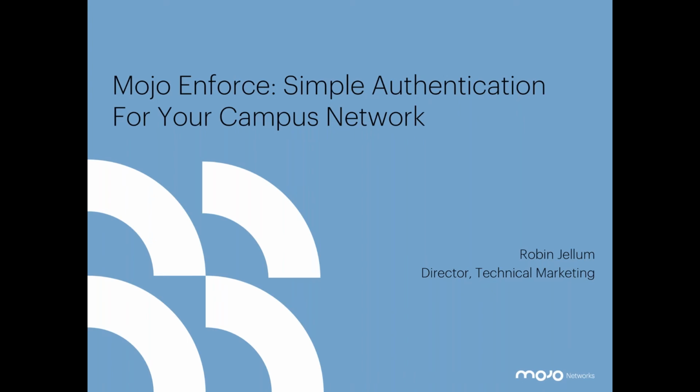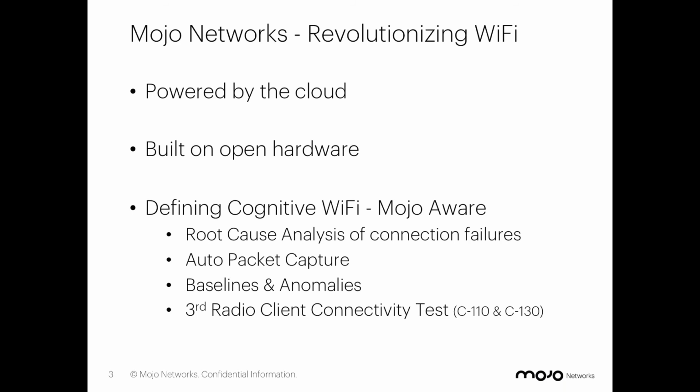Great. First, a little bit about Mojo Networks. Mojo is revolutionizing the way Wi-Fi works. Mojo is one of the innovators in doing wireless in the cloud. We do everything in the cloud. We use the power of the cloud to do so many things, not just management of the APs, but doing analytics, doing some really unique things like Mojo Aware, Mojo Enforce. These are real powerful tools that leverage the power of the cloud to really add features and cognitive Wi-Fi, the intelligence to the Wi-Fi network.